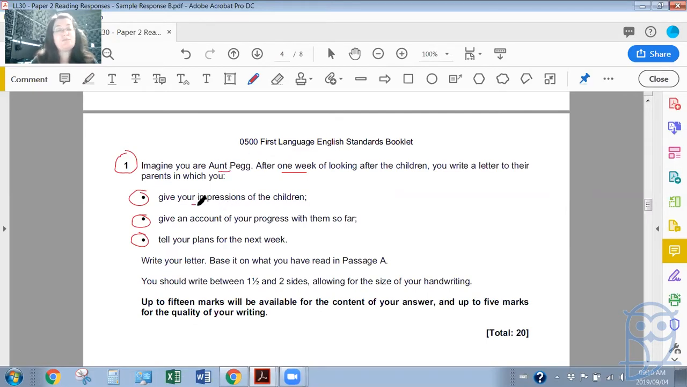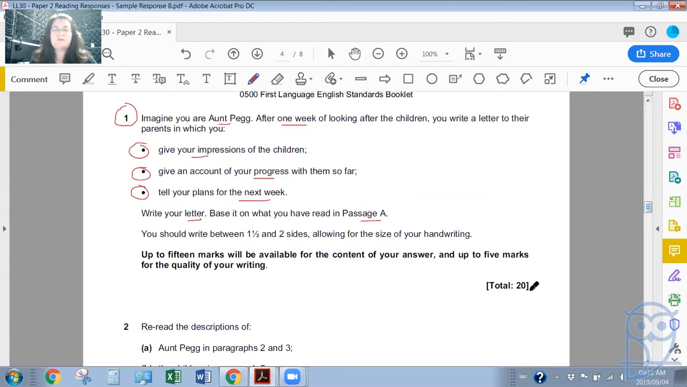You have to give your impressions of the children. So now it would be from Aunt Peg's perspective. You would give an account of your progress with them so far. And then you would tell your plans for the next week. Write your letter. So remember, try and stick to a letter format. There should be an introduction to the person you're addressing the letter to. So, dear whoever, base it on what you have read in passage A. You should write between 1.5 and 2 sides, allowing for the size of your handwriting. So it's quite a long letter. It's not that short, 1.5 to 2 pages long.